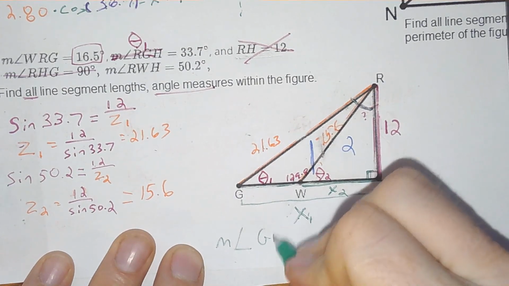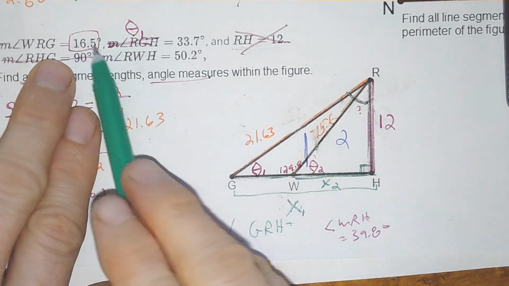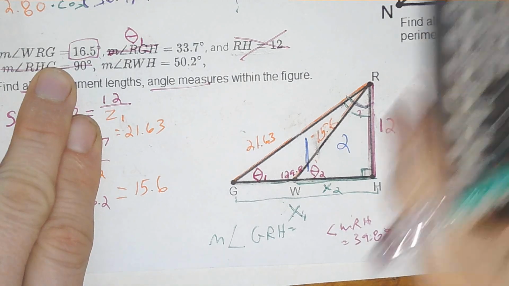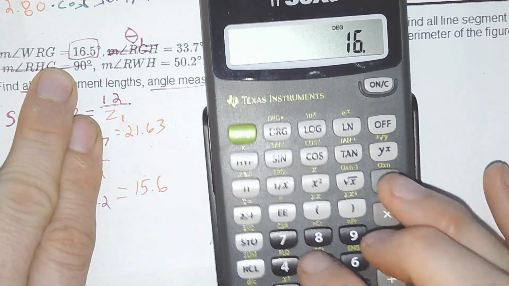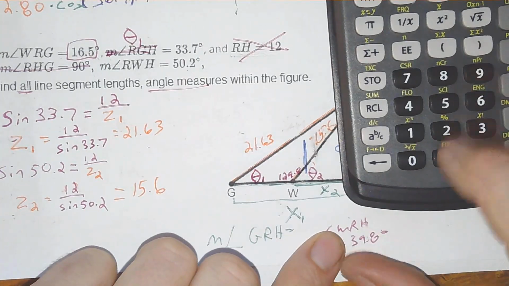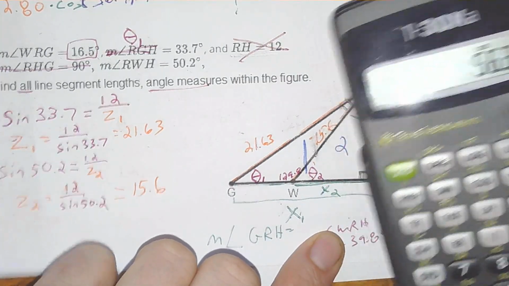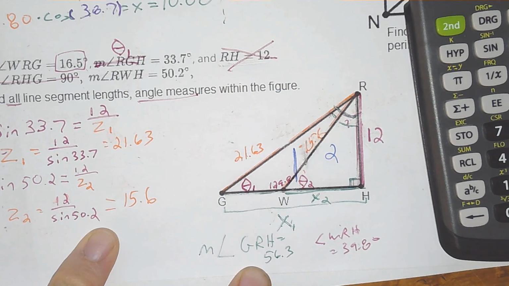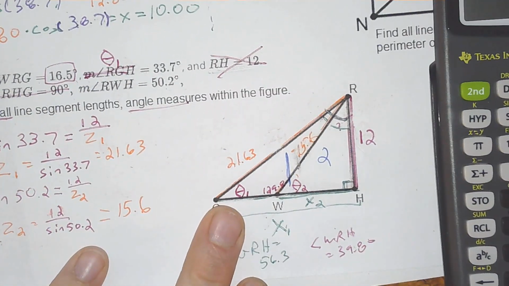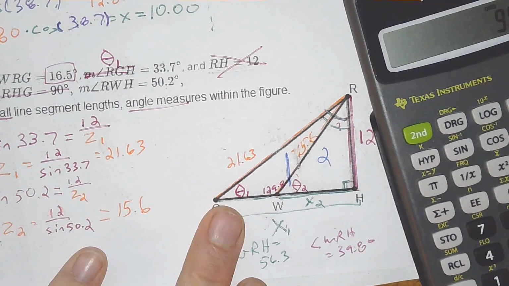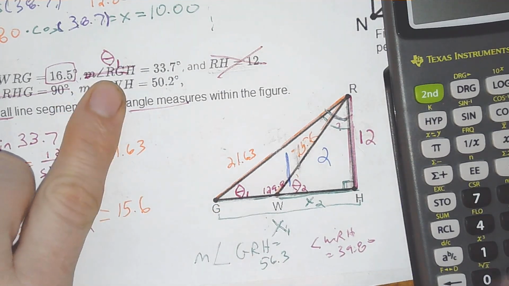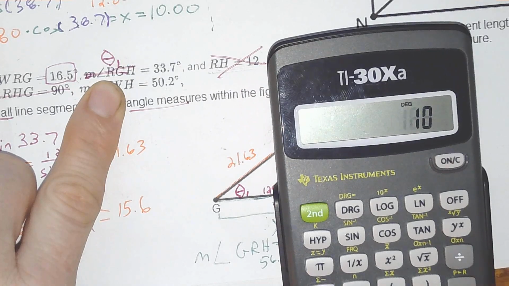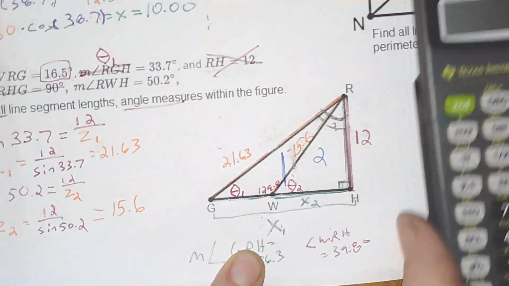The measure of angle GRH is equal to 16.5 plus this measure of 39.8, so it's going to be 16.5 plus 39.8, and that's going to equal 56.3. We could also figure it out by going 90 plus, this was 33.7, equals, and then subtract 180 from that, and it's 56.3. Another way to figure that one out.